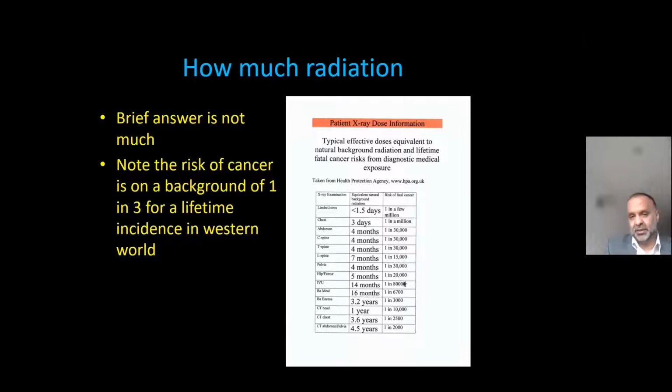The third column in the table tells you how big the risk of fatal cancer is from that exposure. You have to keep in mind that this is the risk of fatal cancer, not the risk of cancer. For a chest radiograph, it is about 1 in a million. You also have to keep in mind that the background lifetime incidence of cancer in the Western world is 1 in 3. About a third of people will have a cancer during their lifetime. So overall, the risk that this exposure poses is not that big.